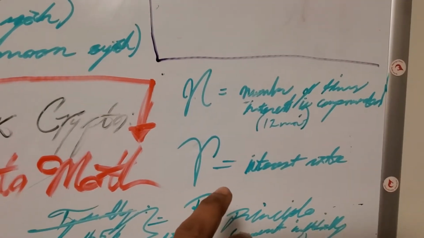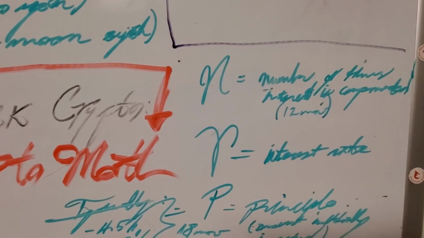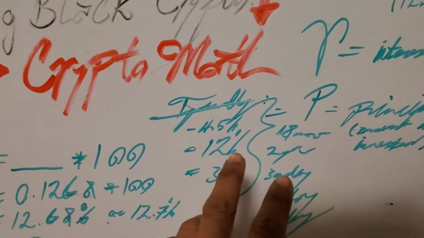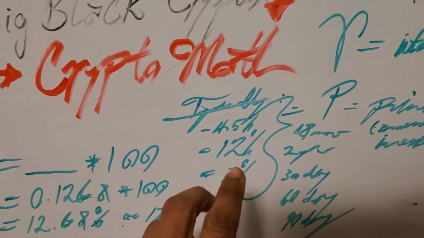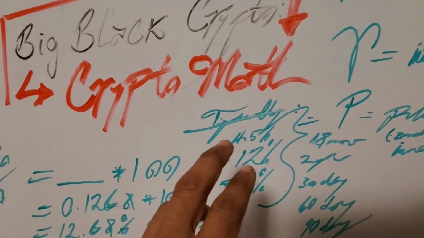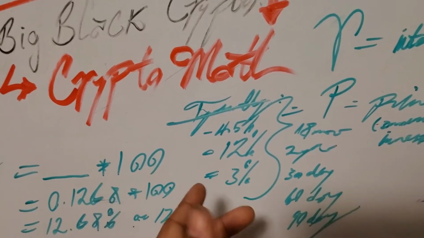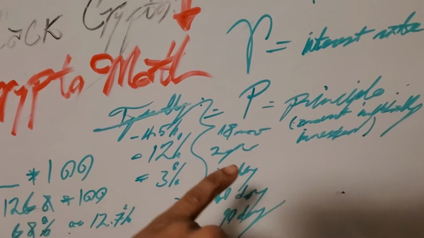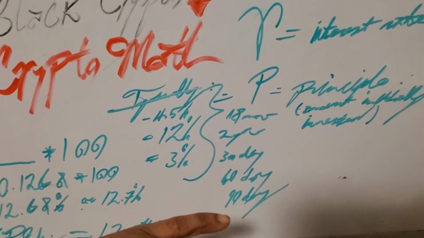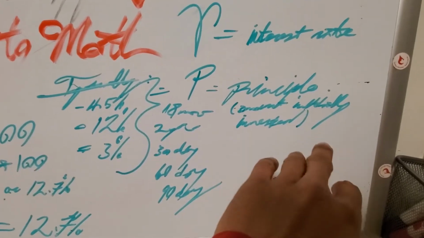And then the R, the rate of interest. We're going to do something simple and keep it to 12%. Typically in Canada, what you'll find is that rates of interest are calculated at 4.5%, 12%, 3%. In the US, it would be basically 5.5%, and so forth. But typically, you'll find options for staking at 18 months, 2 years, 30 days, 60 days, 90 days. P is for principal, or the amount initially invested.